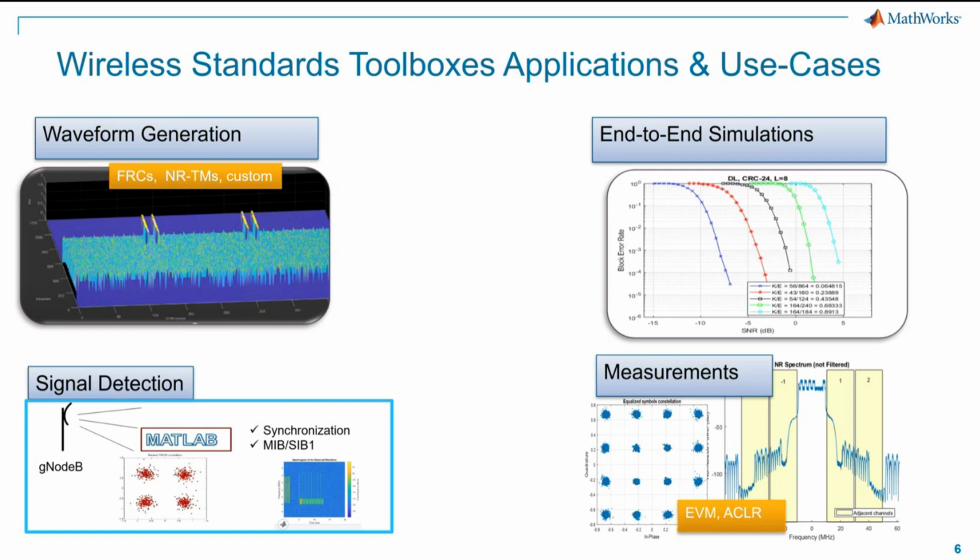Lastly, there are some examples that demonstrate signal detection from live signals. So you can record a signal from the air using a software-defined radio or test and measurement equipment. If it has an antenna, you can record that and you can bring that into MATLAB and do some blind packet detection for WLAN or something like MIB and SIB1 recovery for 5G.